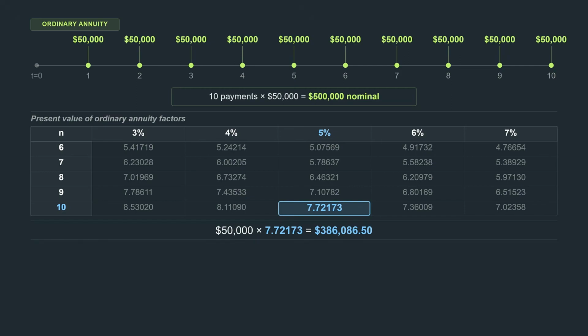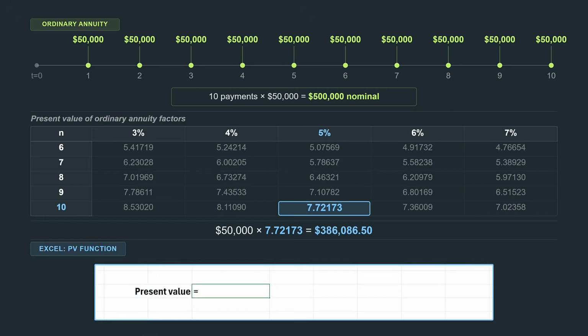Because the cash flows are consistent, we can also use Excel's present value function. Using a 5% rate, 10 periods, and entering the $50,000 payment with the opposite sign to reflect the cash outflow versus inflow, Excel calculates a present value of $386,086.75. The small difference from the factor table result is simply due to rounding.